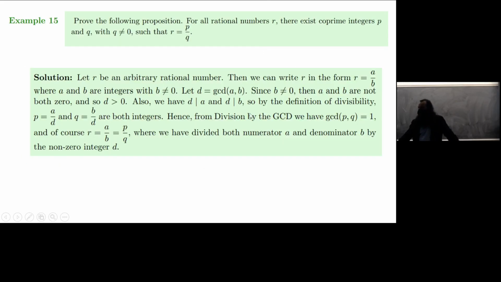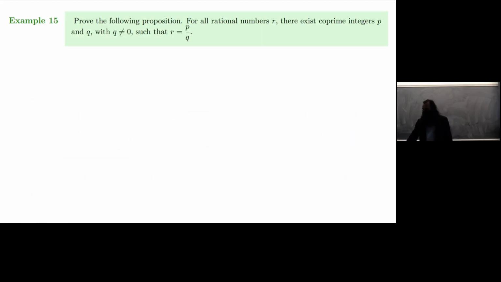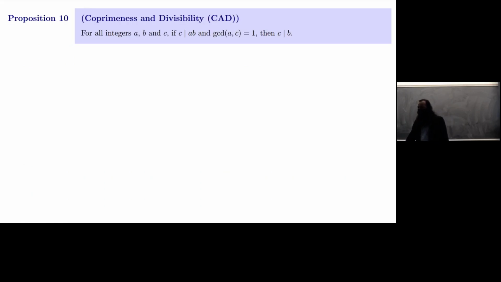So let's do that. We take A and B, we divide them by the GCD, and we get that P and Q are co-prime. Okay? So that's how we prove it. We assume that the GCD of A and B is not equal to 1. It's just some arbitrary D. But then we use the division by GCD. That's where you take the A and the B, you divide them by their GCD, and then you get something that's co-prime. Okay? So that's the proof for this one.